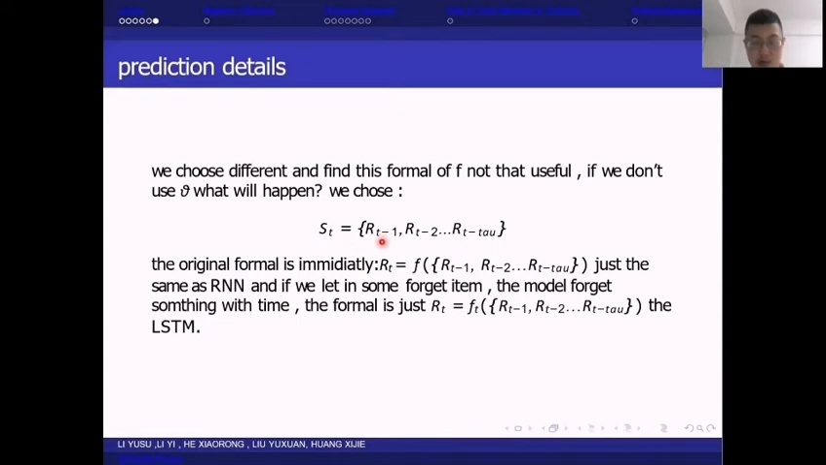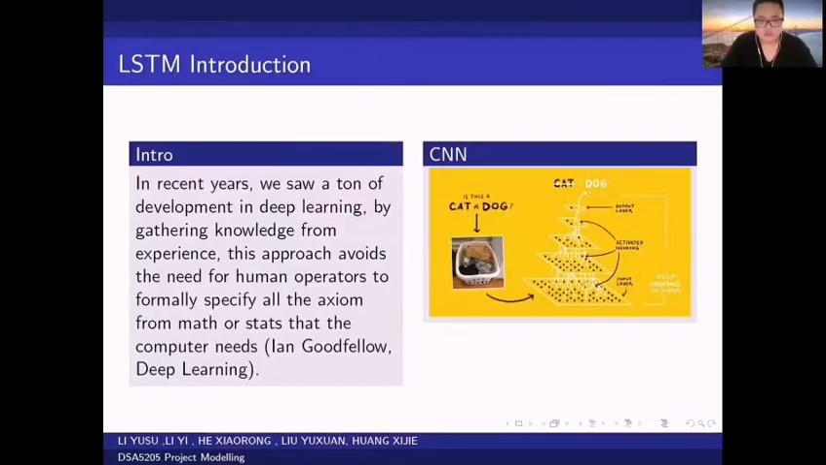For example, we used the return time series as this S. And we find that this form is really suitable for RNN, that's recurrent neural network. And in fact, if we want to change our model, we let in a forget gate, and the formula is the LSTM model. And before talking about the model, we'll briefly introduce why we are using deep learning methods.